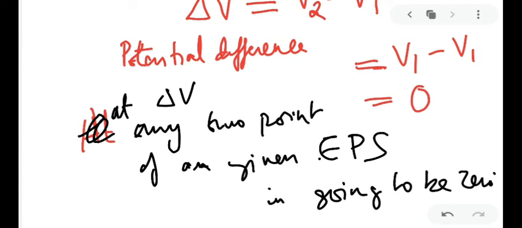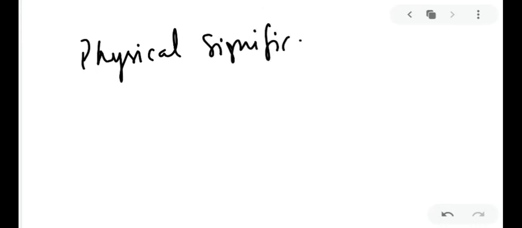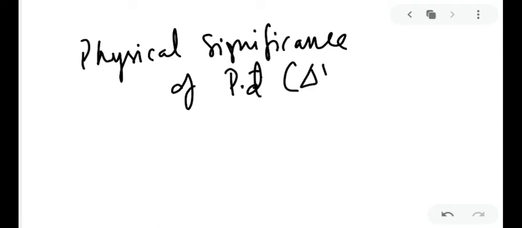Before you learn about the implication of that, you need to understand the physical significance of potential difference. The physical significance of potential difference, PD, delta V. What is it?